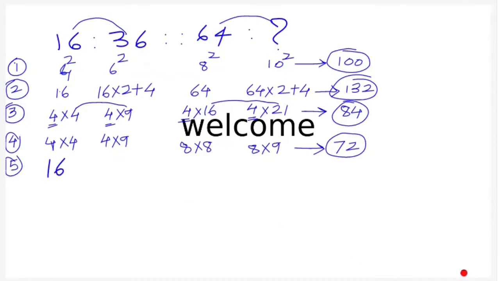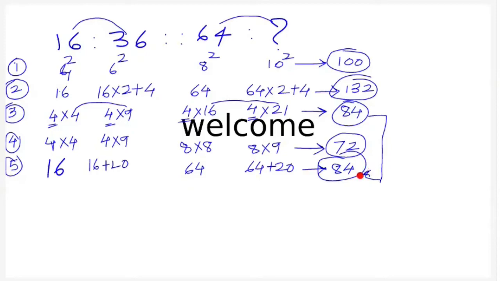This is 16. 16 plus 20 is 36. 64 plus 20. This can be your answer. Already that is there, but from a different logic, I came to this answer. Okay. From a different logic.